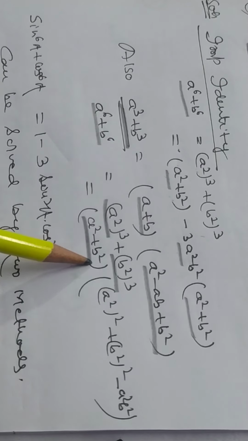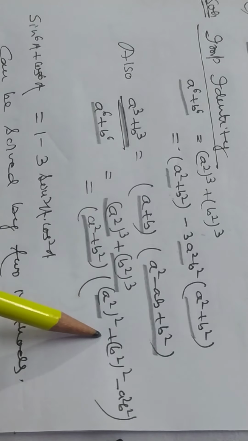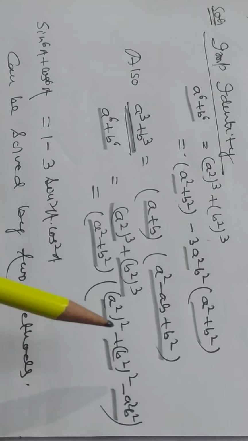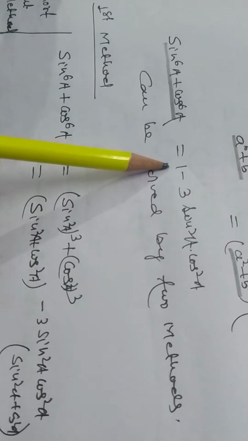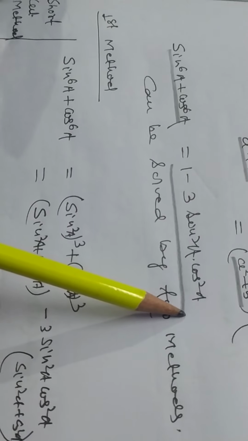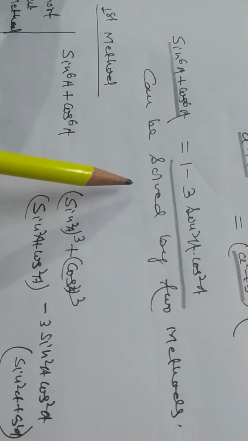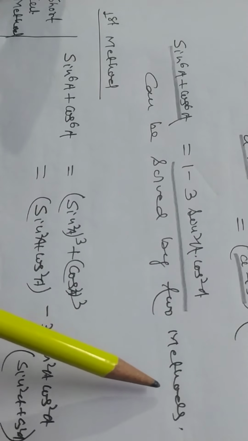It is (a square) plus (b square), that is, (a square) whole square plus (b square) whole square minus a square b square. So sin to the power 6a plus cos to the power 6a is equal to 1 minus 3 sin square a into cos square a. This can be solved by 2 methods.